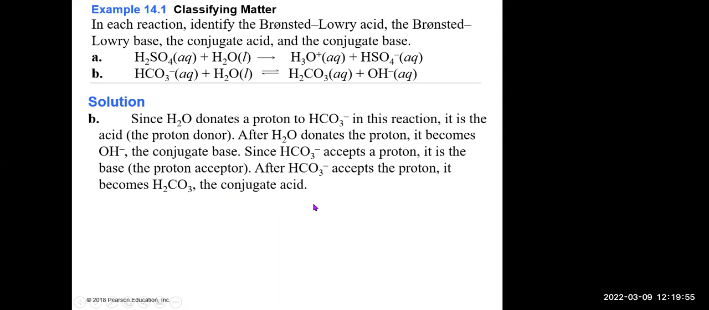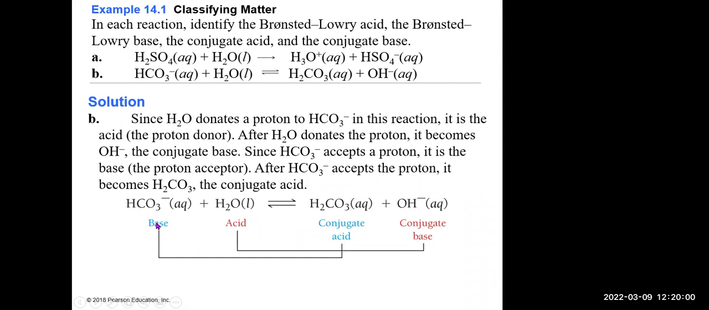So we summarize: HCO3 negative is the base going from left to right, and it produces the conjugate acid H2CO3. Water on the left acts as an acid because it donates the H plus, then it turns into the conjugate base, hydroxide.